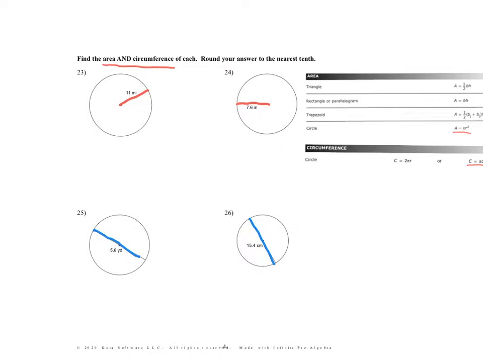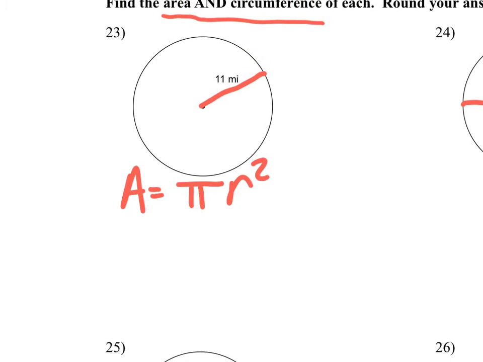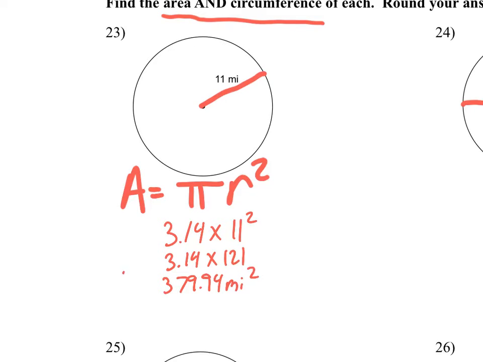So on number 23, formula that we're going to use for area is A equals pi r squared. On this one, we already have a radius, so we are going to do 3.14 times that 11 squared. And keep in mind, squares are just the thing times itself. So it's actually 11 times 11, which is 121. So we're going to do 3.14 times 121. And when we multiply those two, we get 379.94. And that will be miles squared. That's our area for this part.